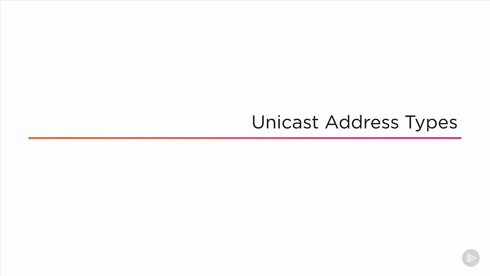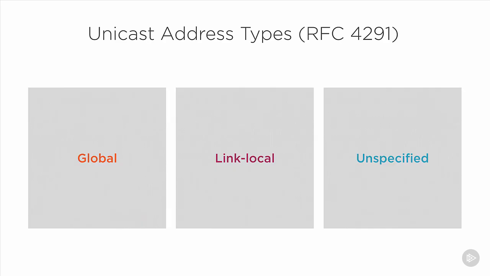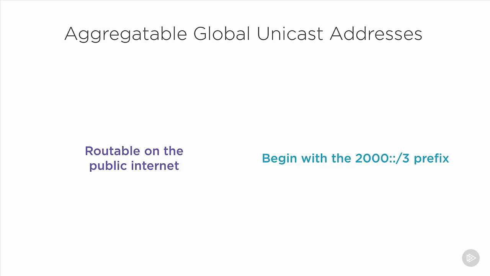Just like in IPv4, IPv6 has unicast and multicast addresses. There are three unicast address types that we're concerned with in this course: global, link local, and the unspecified address. There are other types of address types defined in RFC 4291 if you're curious, but these are the three that we're going to cover in this course. So let's start with the global unicast address type.